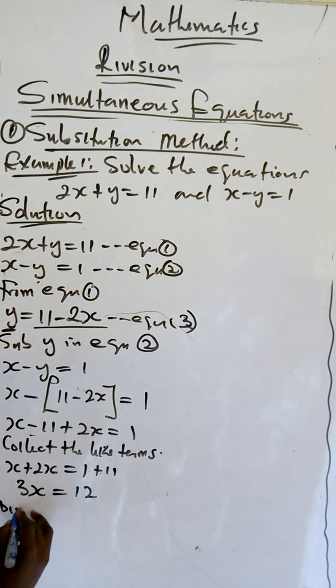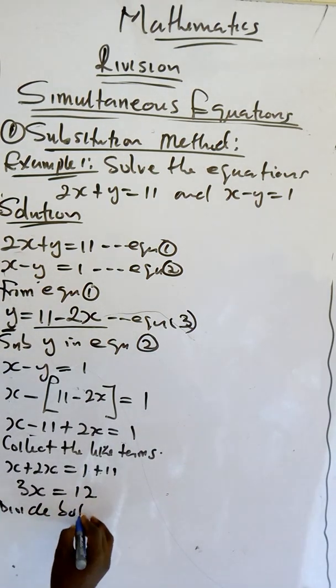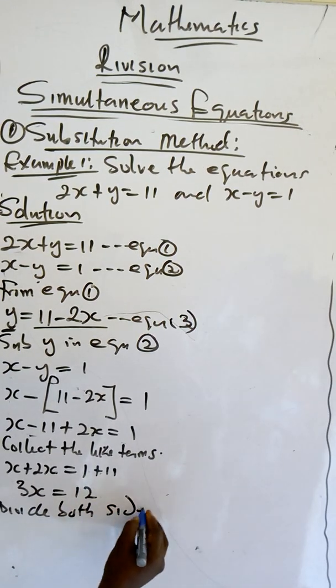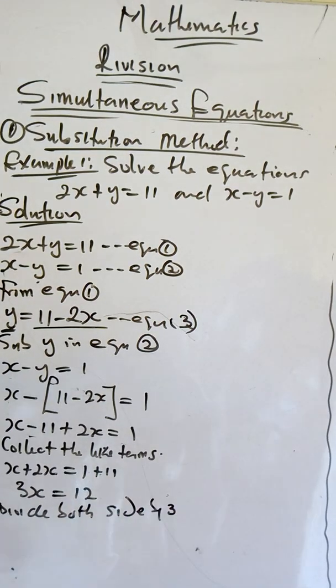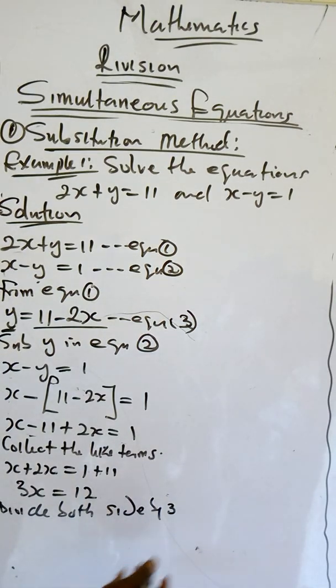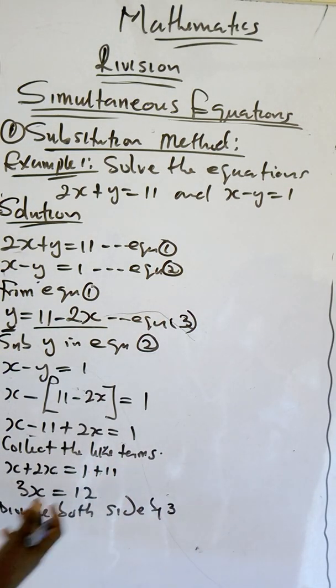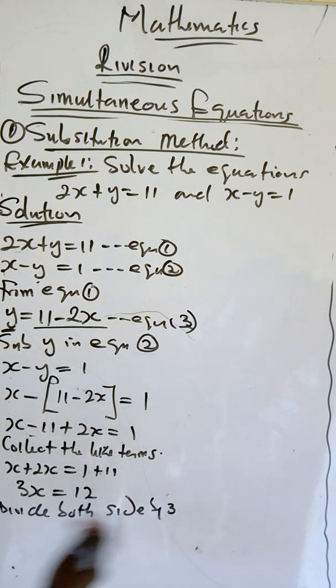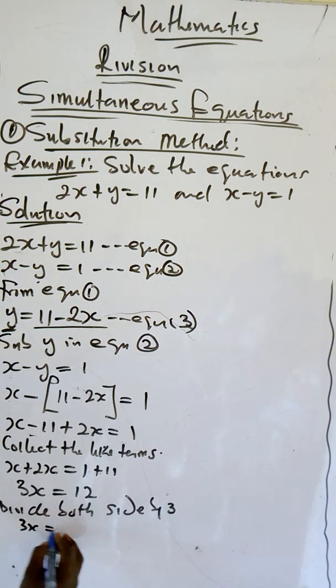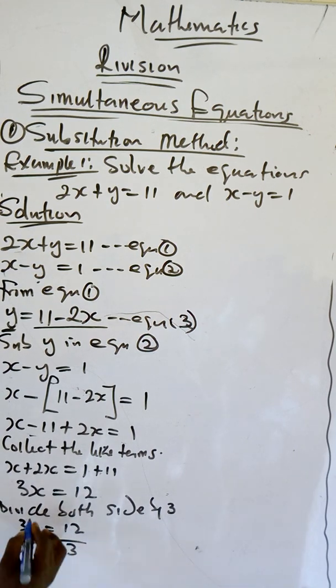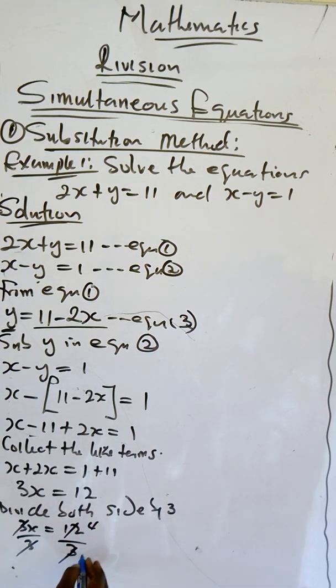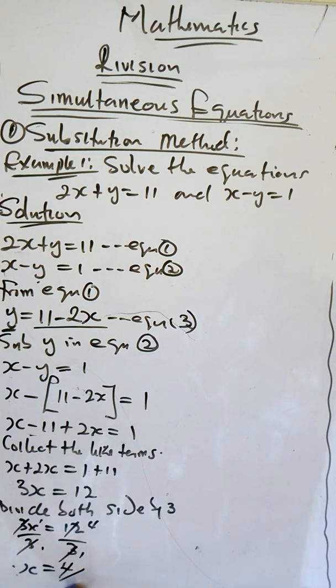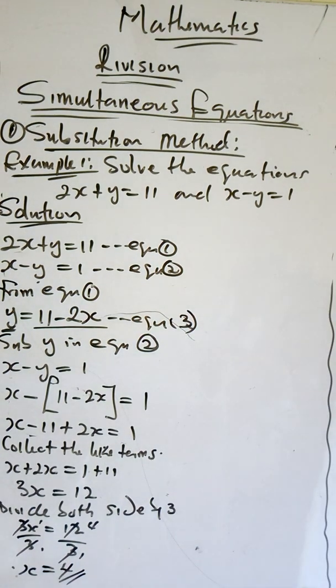Divide both sides by 3. 3 is the coefficient of x. So we divide both sides by the coefficient of x, which is 3. That means 3x over 3 equals 12 over 3. 3 cancels 3 here, and 12 divided by 3 gives 4. Our x equals 4.